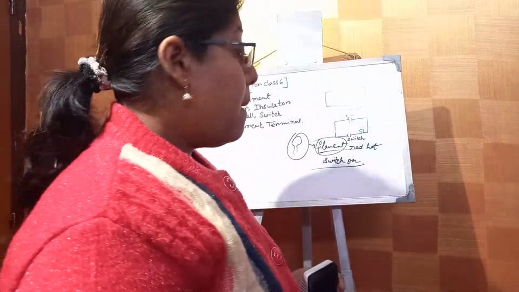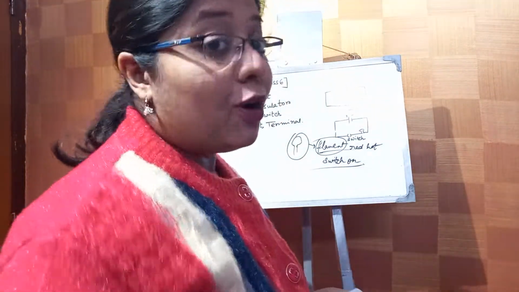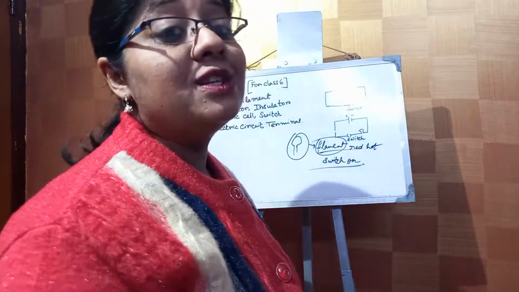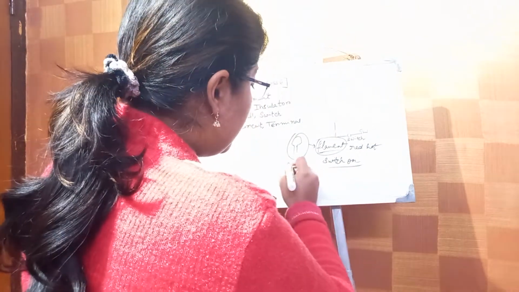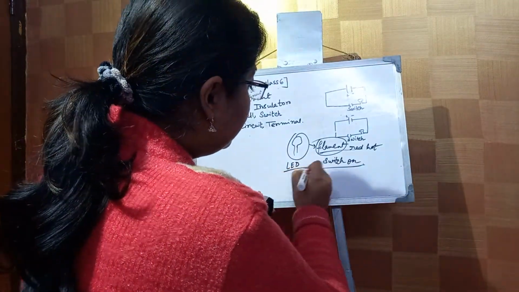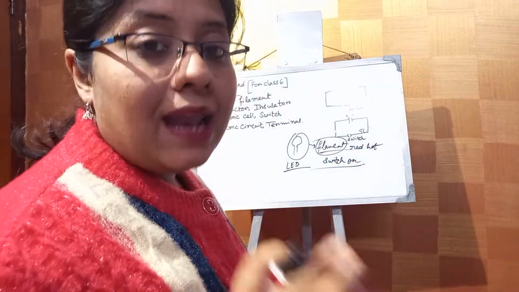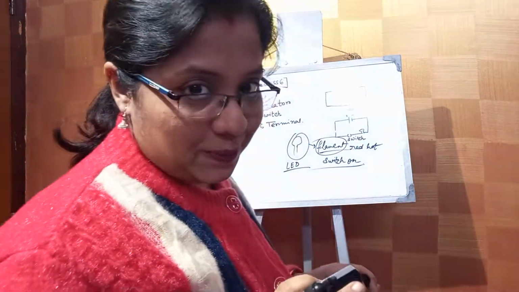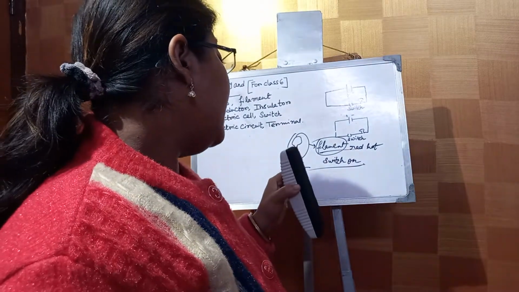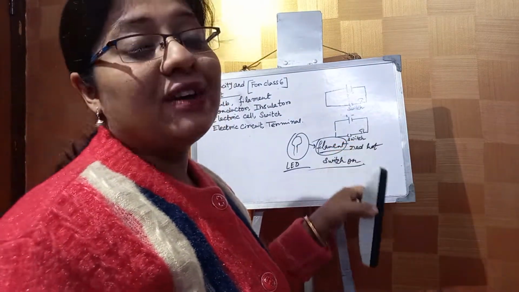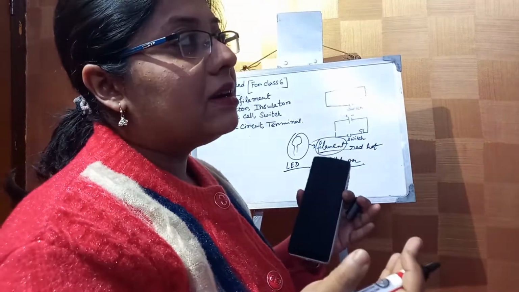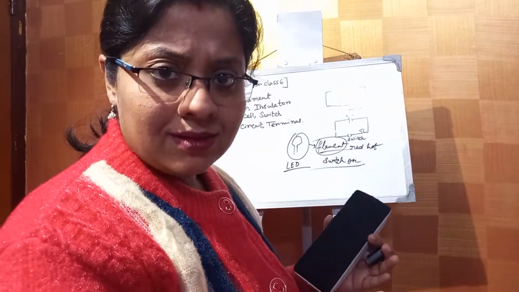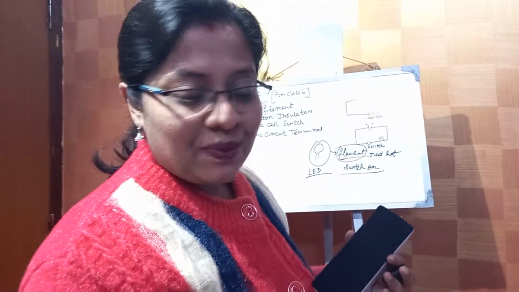But now we are modern. In the market the LED bulb is available. So LED, what is the full form of it? Light emitting diode. So in an LED bulb, we do not have the filament. Directly we switch on and we get light.